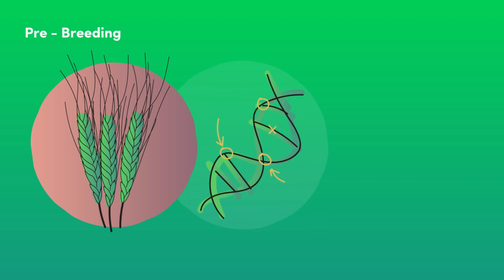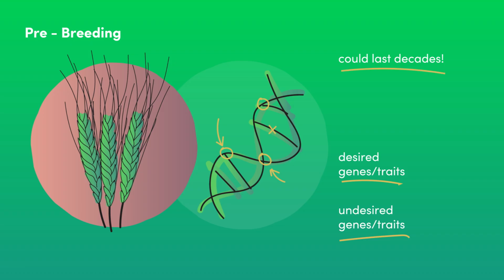To use crop wild relatives in breeding, an additional step called pre-breeding is needed. This involves isolating the CWR-derived gene or genes behind the desired trait and eliminating undesired ones. Using traditional methods, pre-breeding is a long process, possibly lasting decades, until a cultivar with the CWR-derived trait is developed.